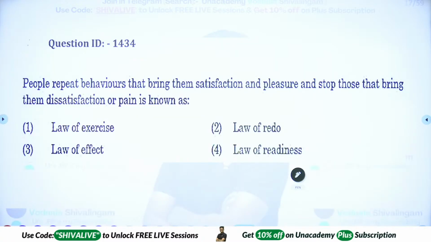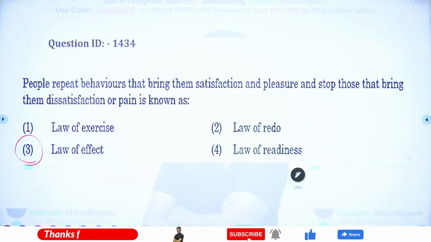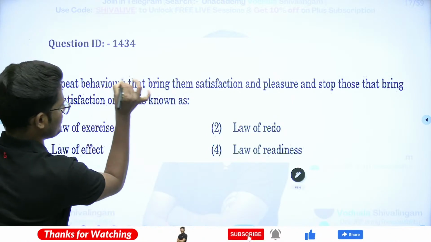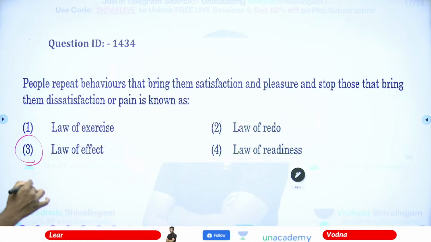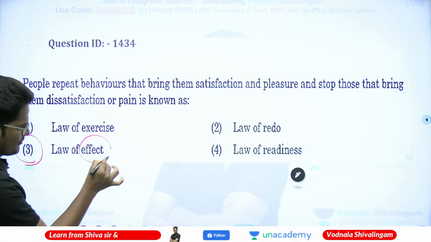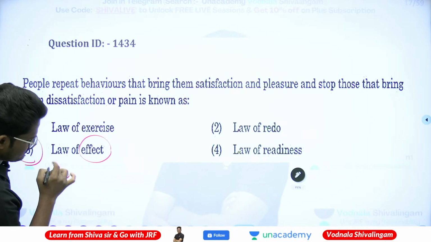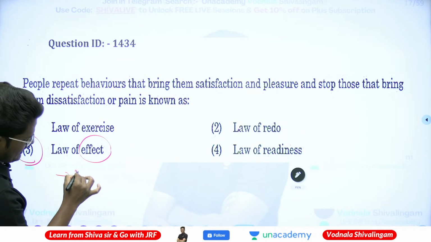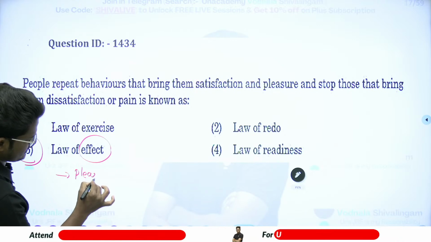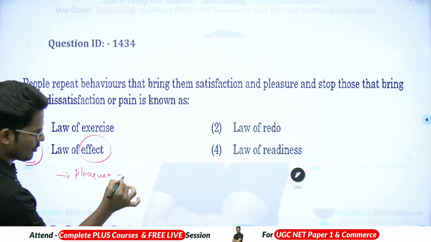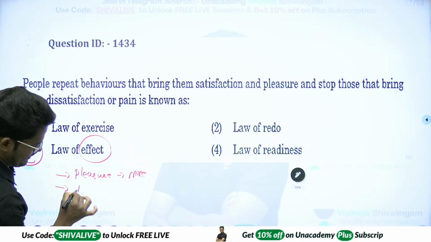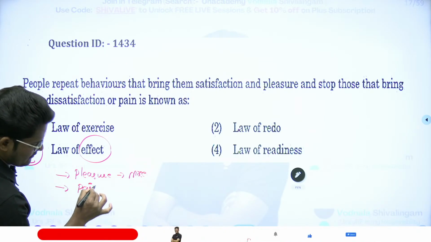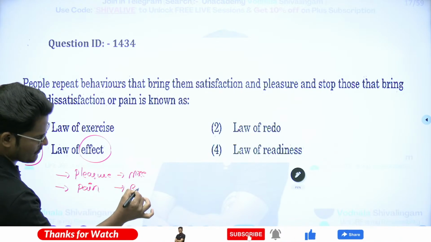So option C is the given answer. Law of effect: people repeat behavior that brings them satisfaction and pleasure and stop those that bring dissatisfaction and pain, which is called the law of effect. So something which gives us pleasure, we will do more. Something which gives pain, we will try to reduce.